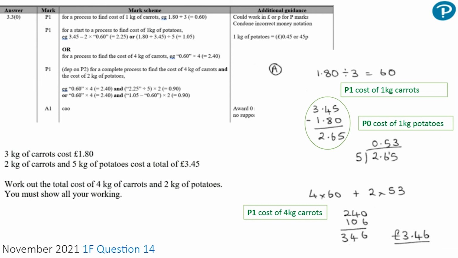That's the or section of the first P1. Or for a process to find the cost of 4 kilos of carrots. So then they've got the ability, then we've got A0 because their answer is incorrect. If that makes sense. So potentially 2. Yeah, which is what loads of you, brilliant. Well done, guys. So if I can talk to my year 10s.